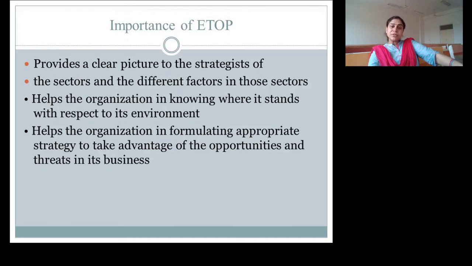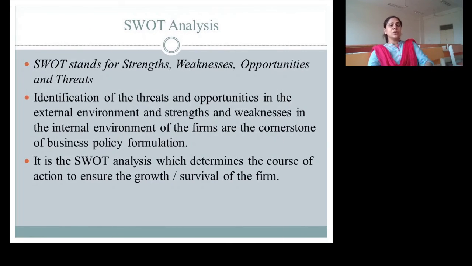It also helps the organization in formulating appropriate strategy, whether it is defensive, protective or reactive, to take advantage of the opportunities and fight back the threats in the business. Then we have SWOT analysis: strength, weakness, opportunities, and threat. It is the identification of threats and opportunities in the external environment, and the strengths and weaknesses of the internal environment. Opportunities and threats always exist in the external environment, while strengths and weaknesses are always about the internal environment of a company.